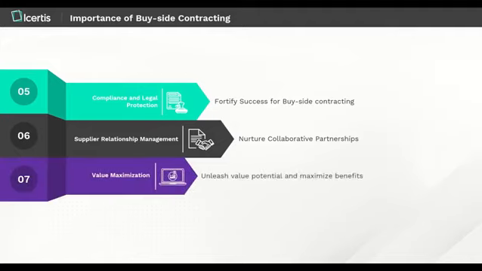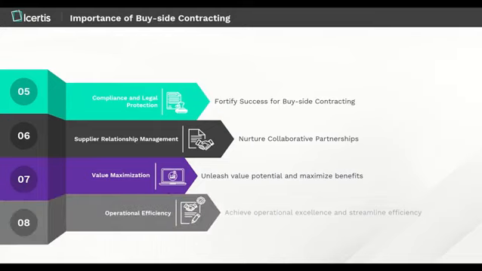Effective buy-side contracting goes beyond the initial contract negotiation and signing. It involves ongoing contract management activities that ensure the smooth execution and optimization of supplier performance. By actively monitoring performance, promptly addressing any issues or concerns that arise, and managing changes that may occur during the contract term, organizations can maximize the value derived from their supplier relationships.